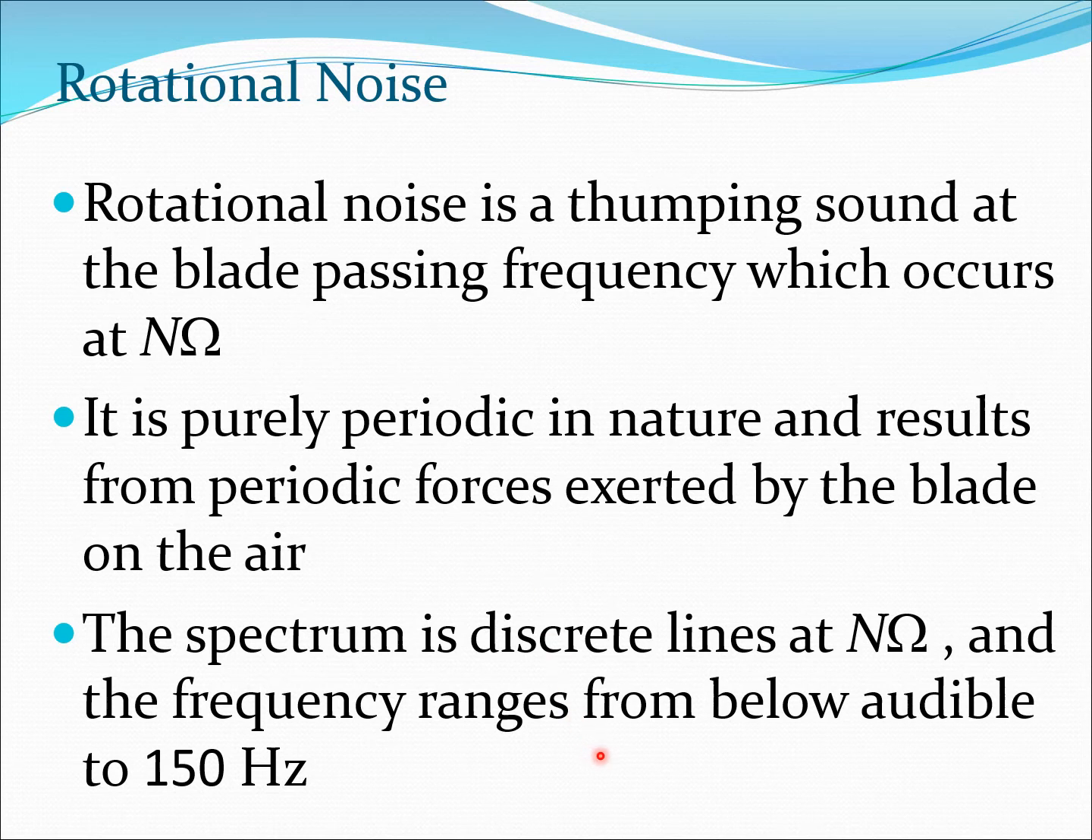So the spectrum of rotational noise consists of discrete lines at n times the rotation speed, and the frequency ranges from below audible to about 150 hertz. So that's the spectrum of the rotational noise.